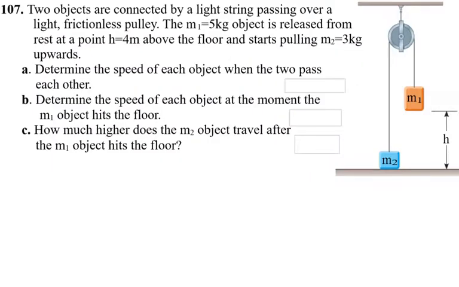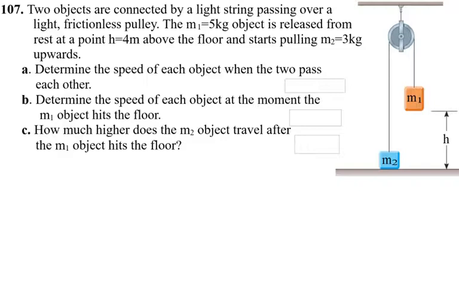Let's do this question too. Two objects connected by a light string passing over a light frictionless pulley. The mass of one is 5 kg and the mass of the other one is 3 kg, and the height that the mass one is released from is 4 meters. Determine the speed of each when they pass each other. Determine the speed of each by the time M1 gets to the bottom of the floor, and how much higher M2 will fly after M2 is already on the floor.